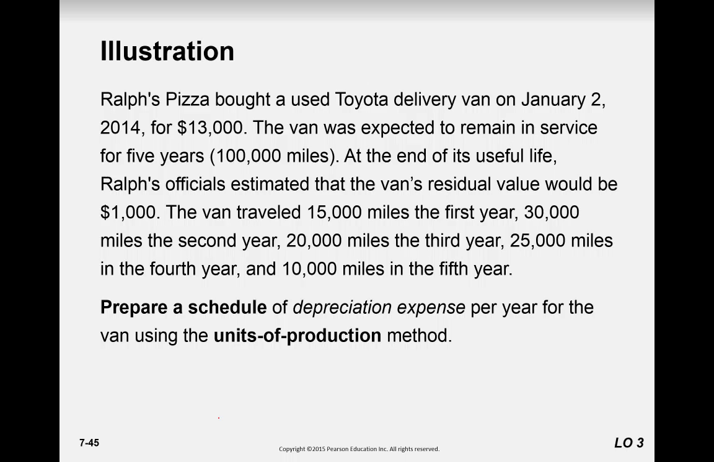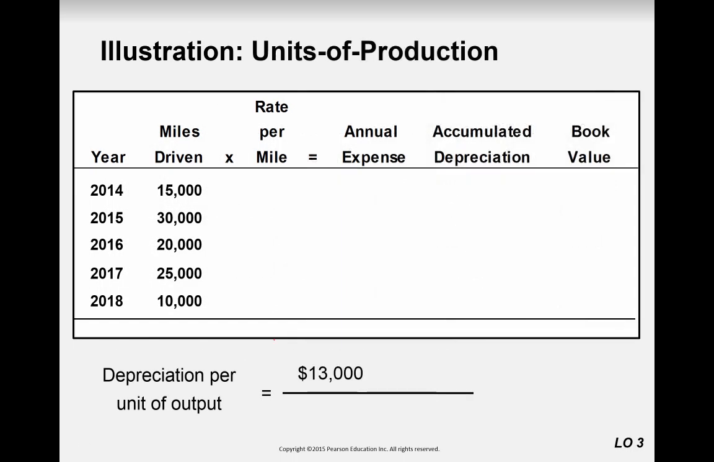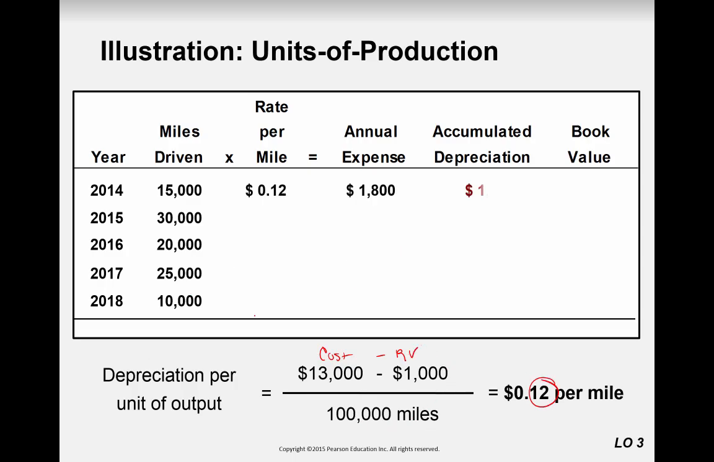So if we're doing the same bit of information now for units of production, and we are given that we traveled 15,000 miles the first year, 30,000 in the second, 20,000 in the third, 25,000 miles in the fourth, and 10,000 miles in the fifth year, we're going to have the rate per mile. So basically we're going to take our 13,000, which is our cost, less our residual value over the total units. So we have 12 cents, and then each of the miles is multiplied to get the annual expense, and then that is carried over.